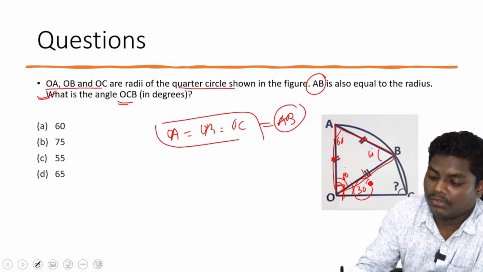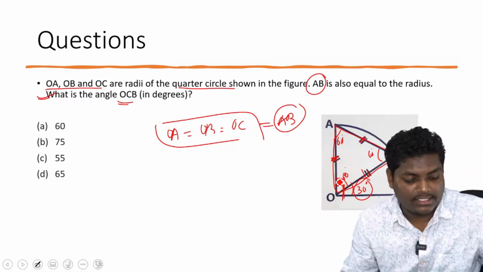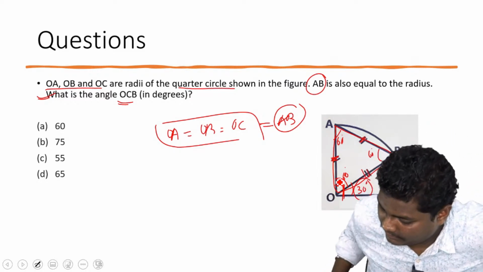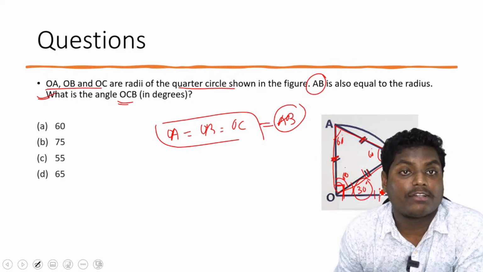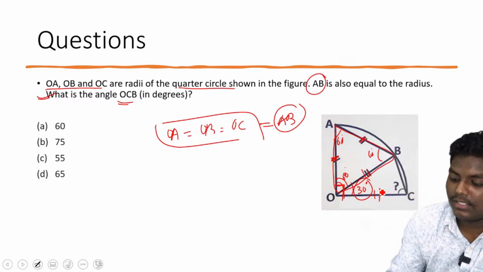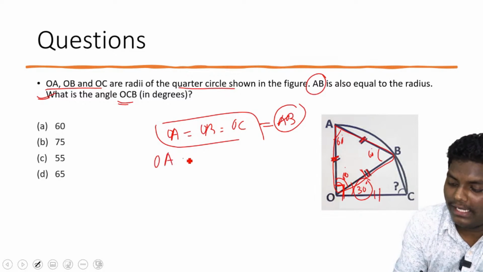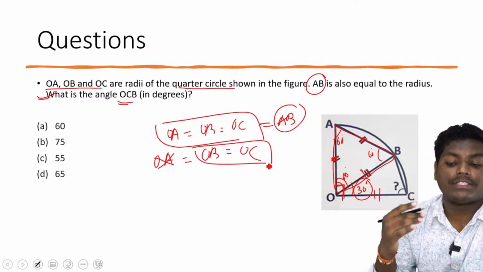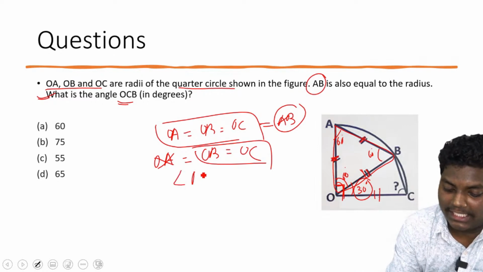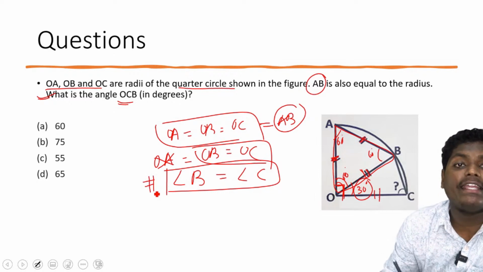Now let's understand what we know. Is this clear? I'll just move it. Now if this angle is 30, and again we know these two sides are equal. Is it visible to everyone? Since this is the radius, these two are radii, so basically OA is equal to OB is equal to OC. Since these are radii, OB will be equal to OC. So we can say that angle B will be equal to angle C.